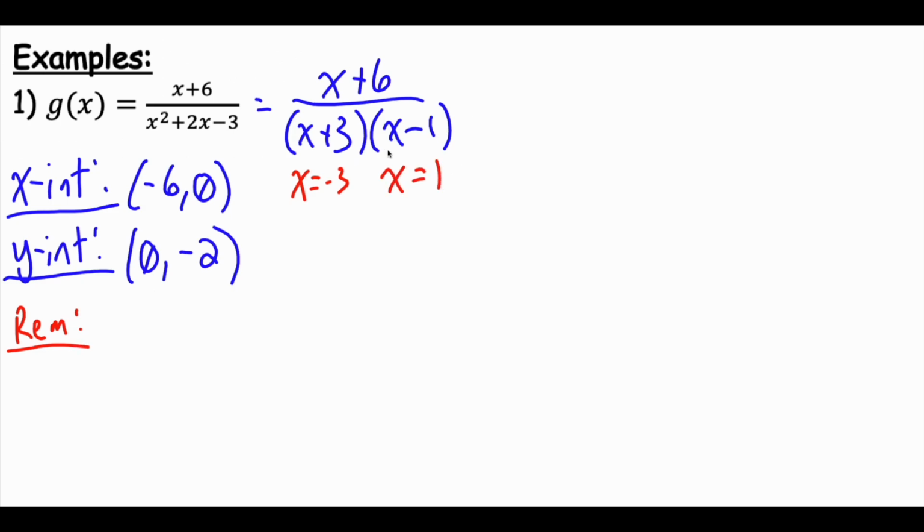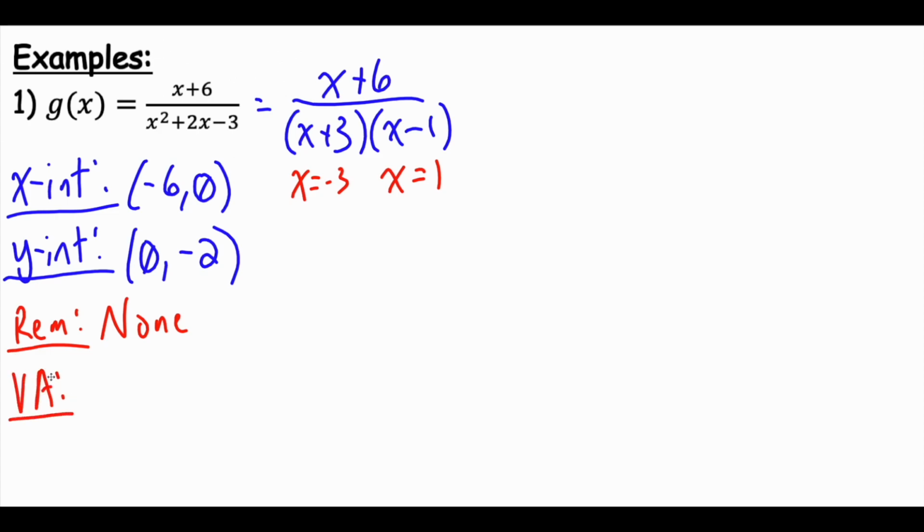The removable would be if one of these was also in the numerator. Okay, so if we had an x plus 3 or an x minus 1 in the numerator, that would be removable. Okay, so we don't have that case here, so we're just going to write none or NA or DNE or whatever. There is no removable discontinuity.